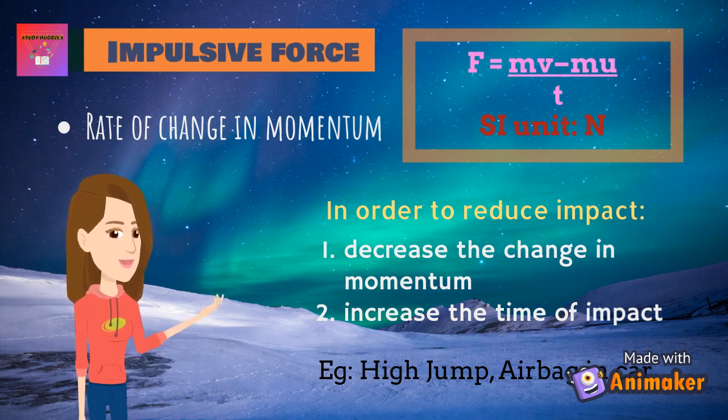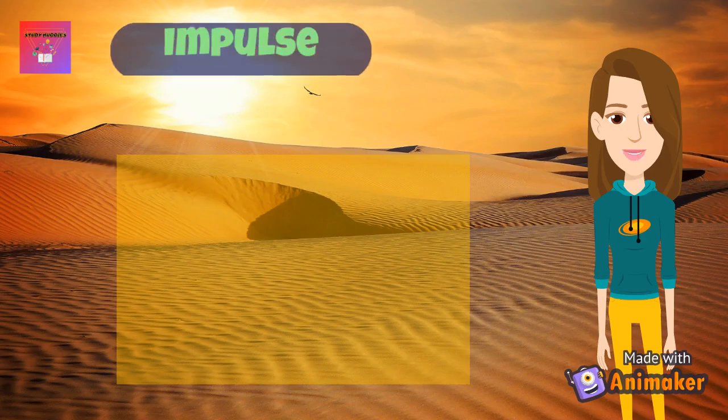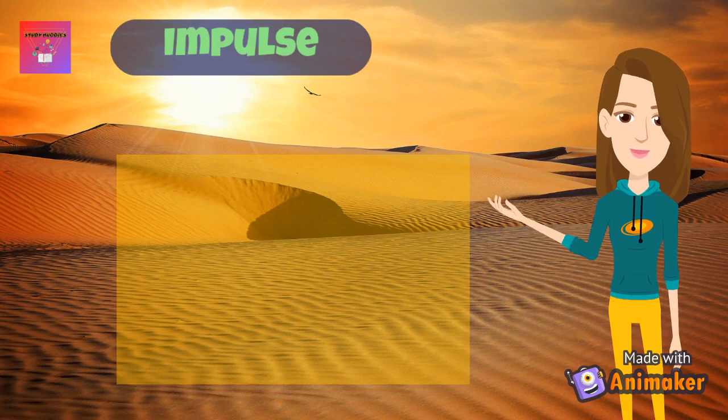So you might be wondering, why don't the athletes get hurt when they land on the mattresses during high jump? Landing on the mattresses increases the time of impact and hence reduces the impulsive force acting on the high jumper. Moving on to impulse.